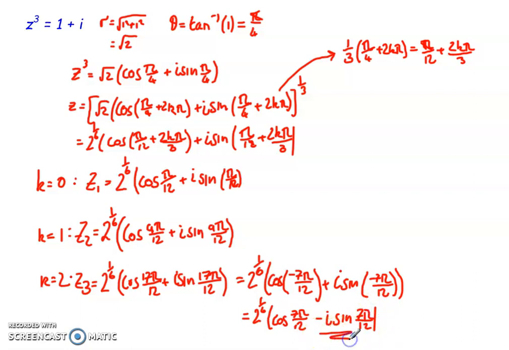Job done. So there you go, I've solved it there. I've got my 3 solutions for z1, for z2, and for z3. So there you go. That's my 3 solutions for this one.